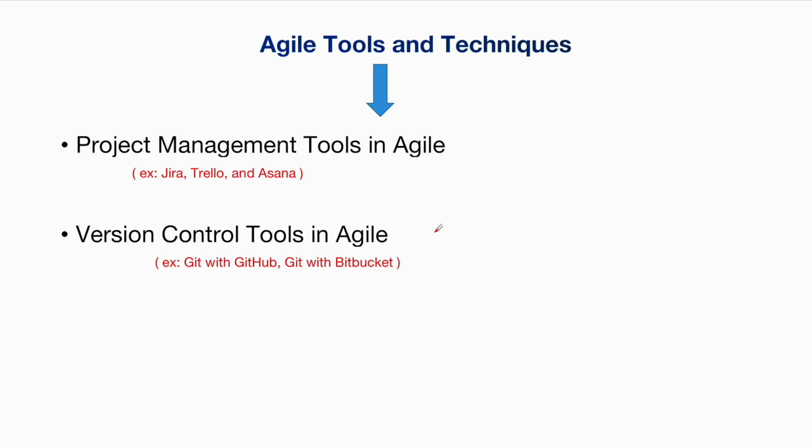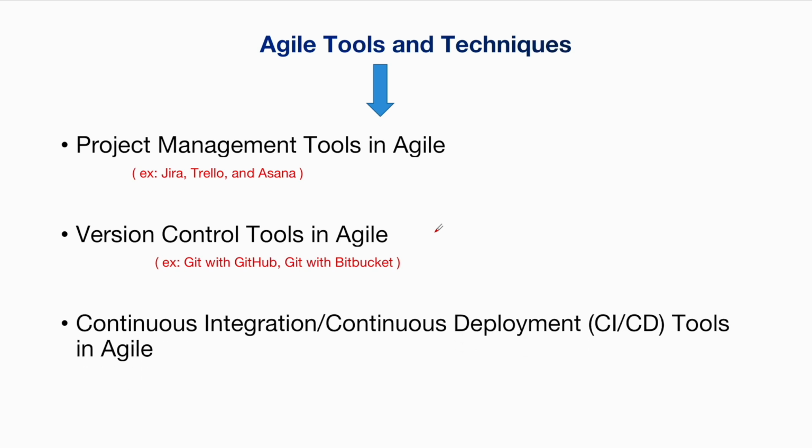And one more set of Agile tools is continuous integration and continuous deployment tools such as Jenkins, GitLab CI, CircleCI, etc. In the CI/CD tools as well, there are some free tools as well as paid tools. Here Jenkins is an open source and free tool, while GitLab CI and CircleCI are paid tools. In this lecture, we will discuss the project management tools in Agile, and the remaining tools like version control and CI/CD tools we will discuss in separate lectures.